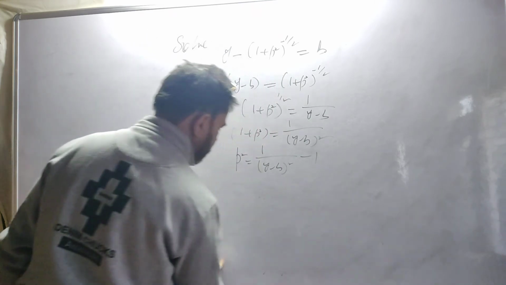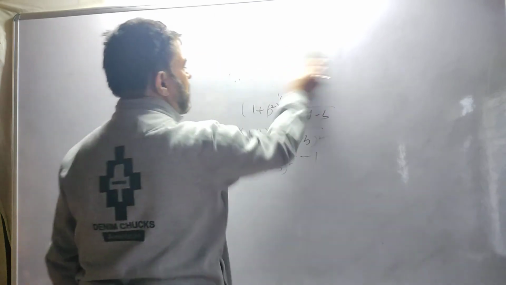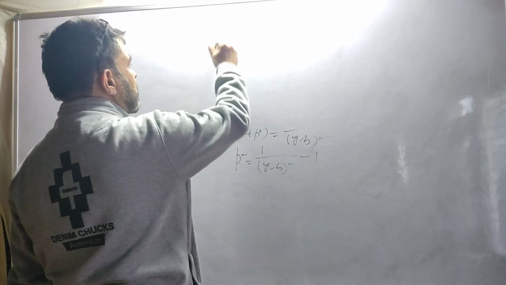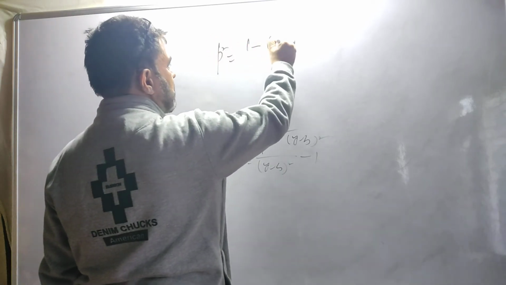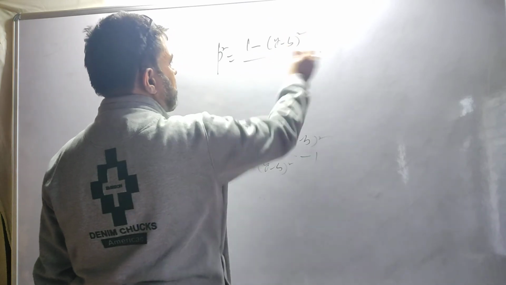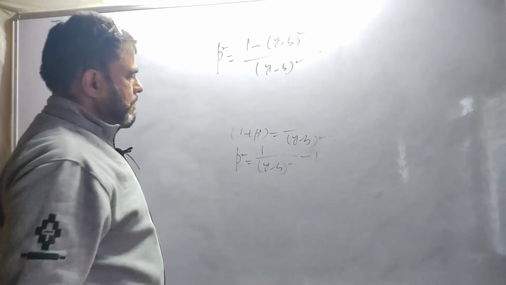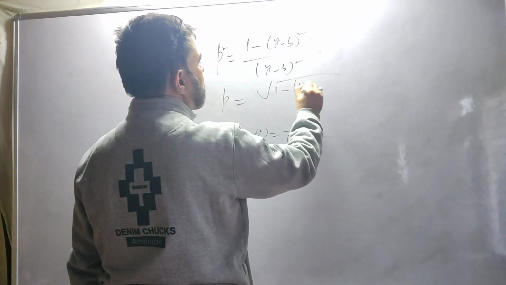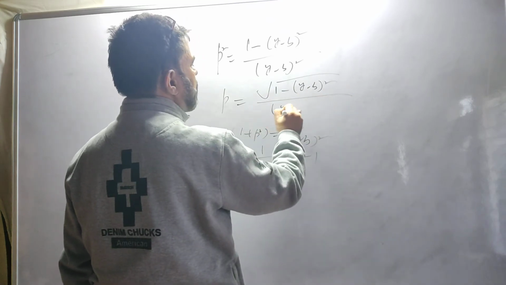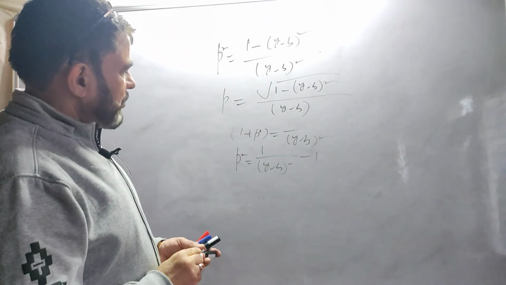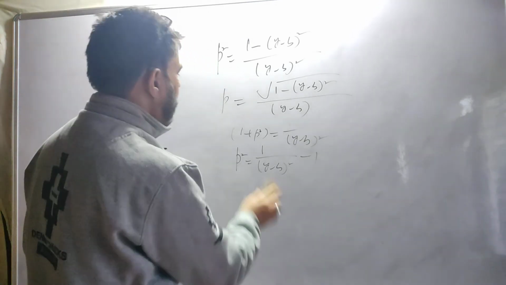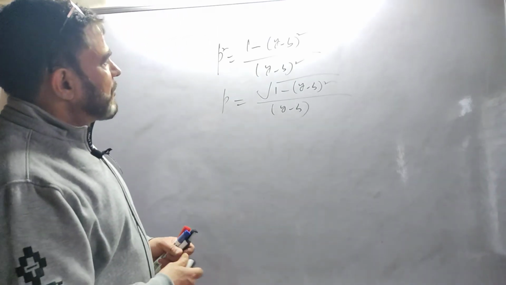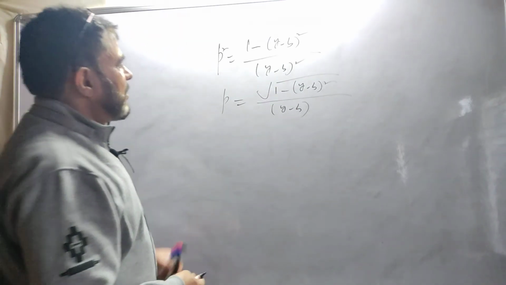You can go this way also. How can you tackle this problem now? You can write p square is 1 minus y minus b square by y minus b square. This gives you p is under root of 1 minus y minus b square by y minus b. I have expressed this as a function of y. How do you go now? How will you do it?